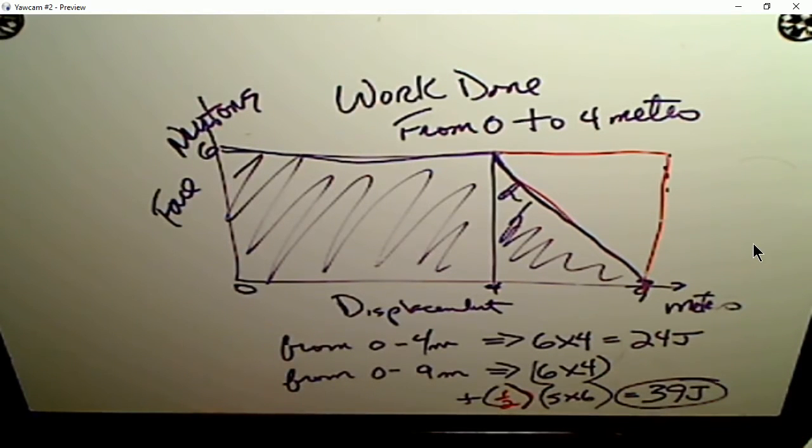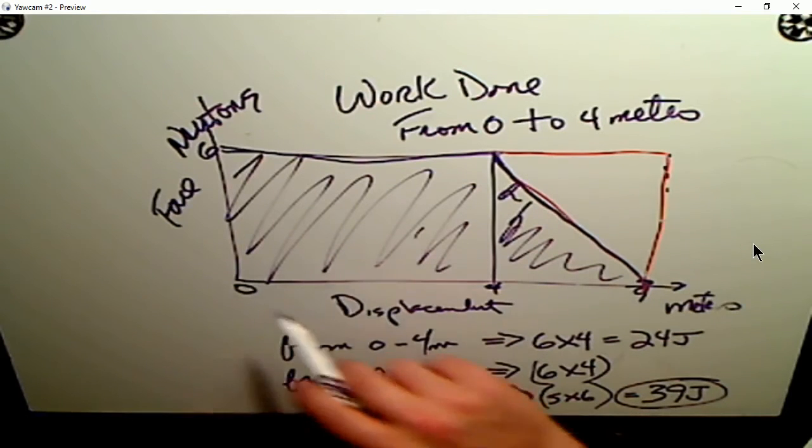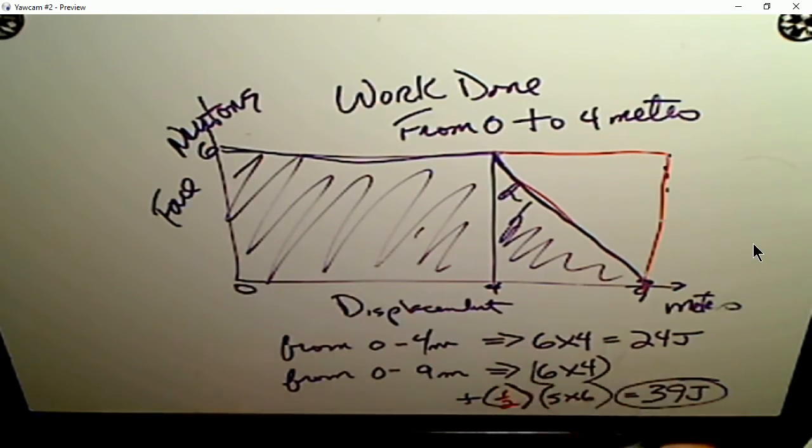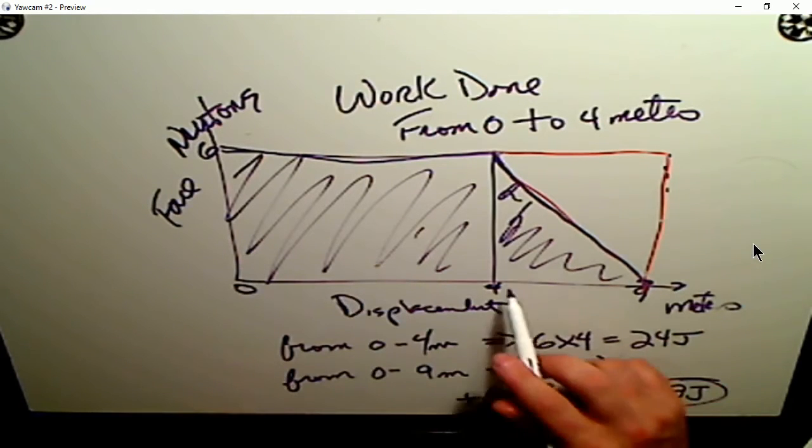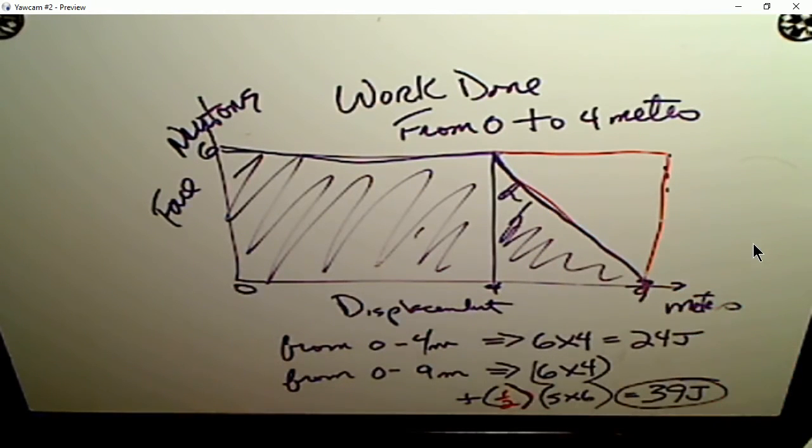39 joules. So from 0 to 4 meters, it's pretty easy. It's this little box here, and it's 24 joules. If I'm doing that plus from 4 to 9, an additional 5 meters with a diminishing force, I would add that diminishing force to it, and it is 39 joules.